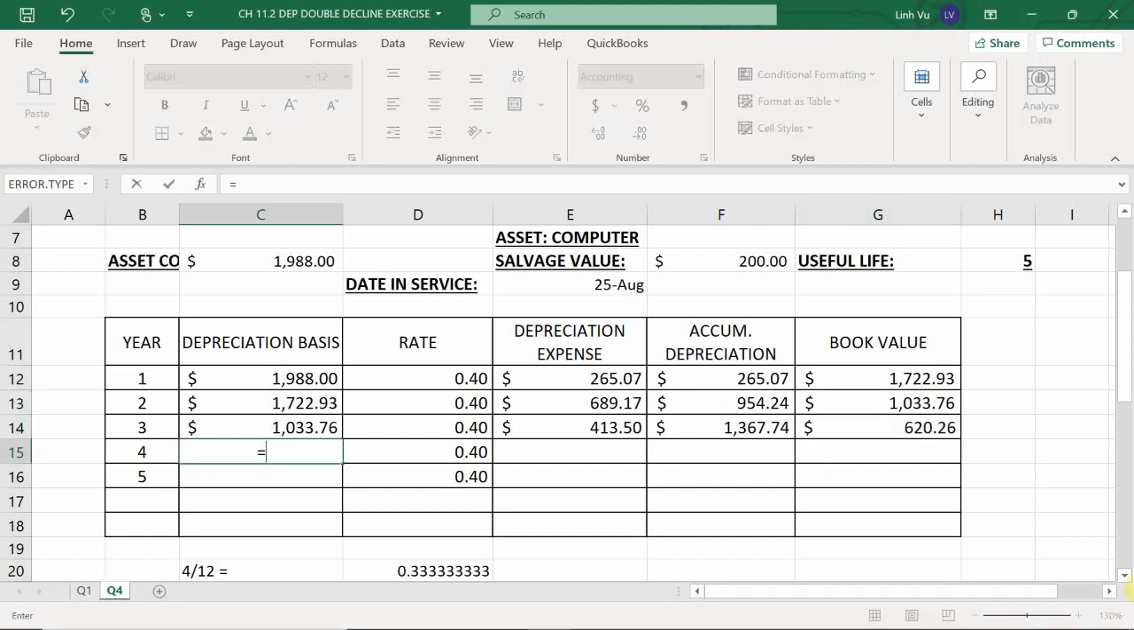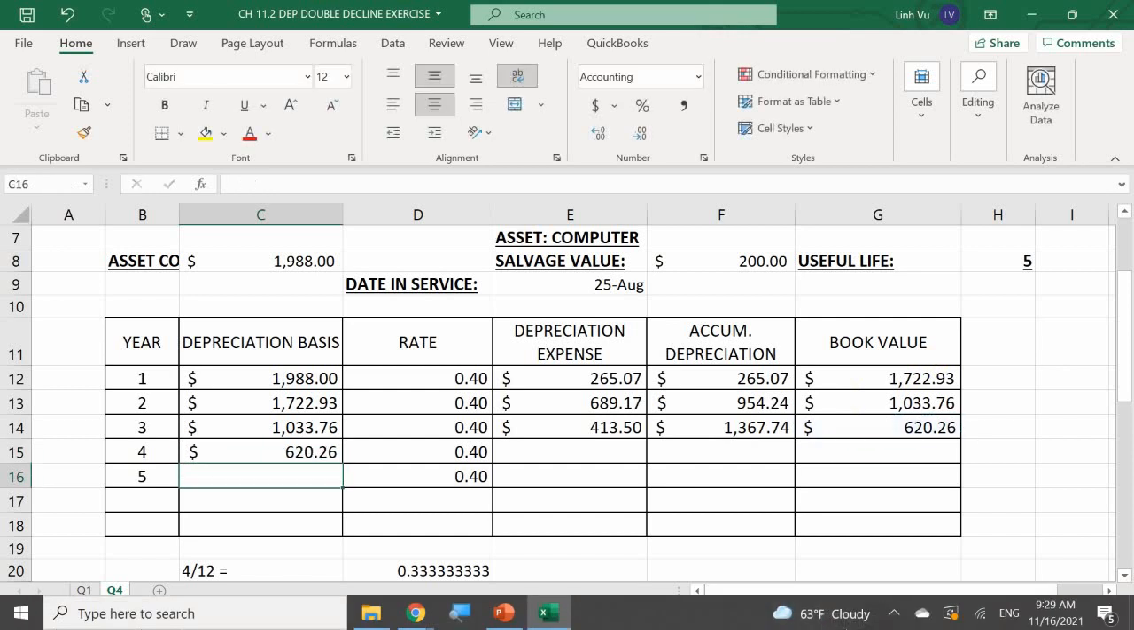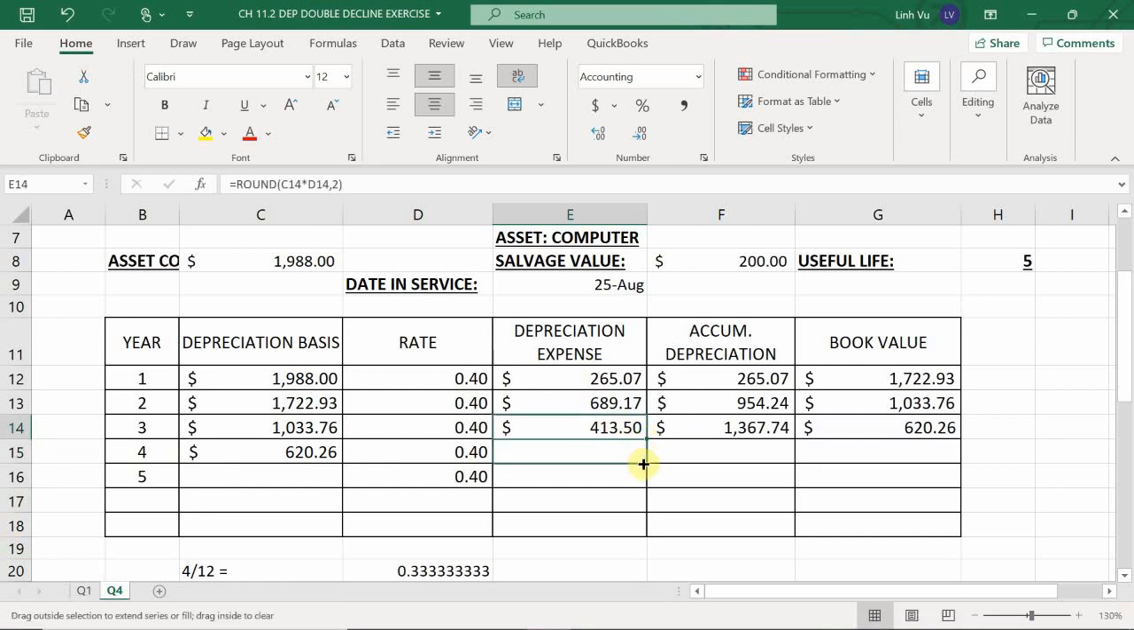So now for year 4, I'm starting at $620.26. 40% of that is going to give you 248.10. What's my accumulated depreciation? $1,615.84. And then last but not least, my book value is going to be 372.16.